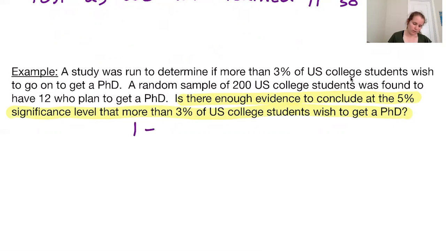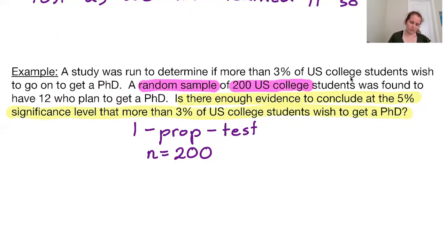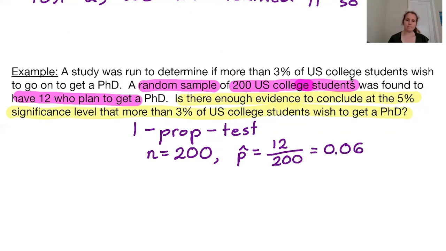This corresponds to a one population proportion test. We have that n is equal to 200. We do have our random sample. It's drawn from all US college students and had 12 wanting to get a PhD. So n is 200, p hat is 12 out of 200, otherwise known as 0.06. Our hypotheses, we are looking to see if the proportion is greater than 0.03.